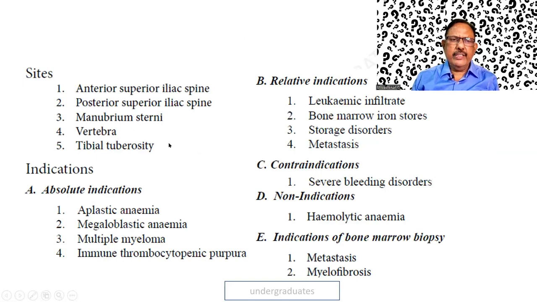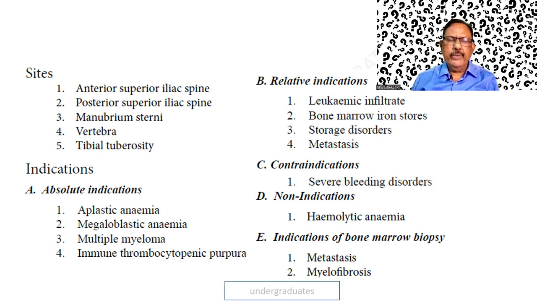The sites for us to make an aspiration will be anterior superior iliac spine, posterior superior iliac spine, manubrium sterni, vertebrae, and the tibial tuberosity.